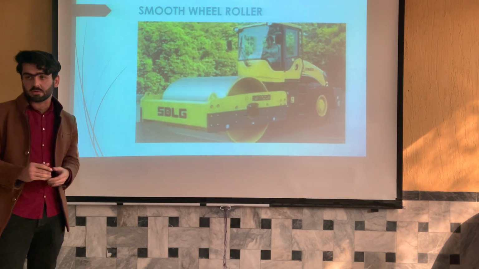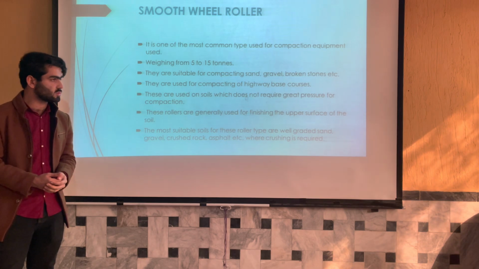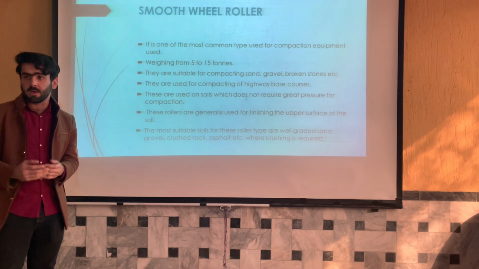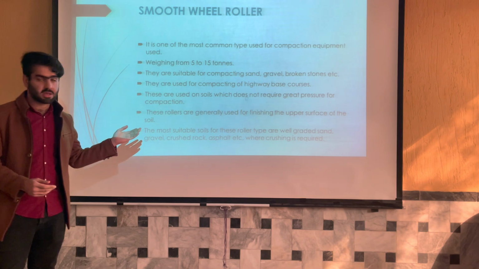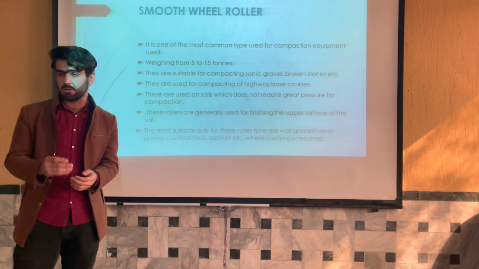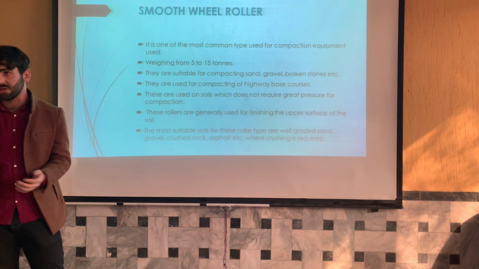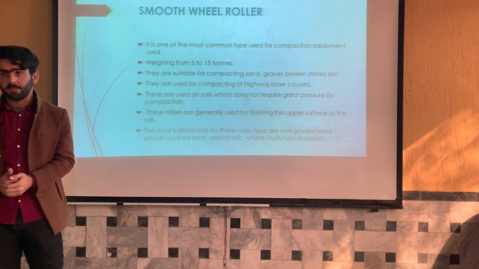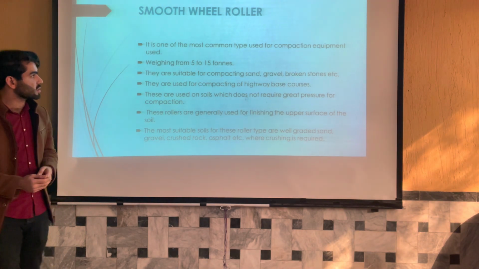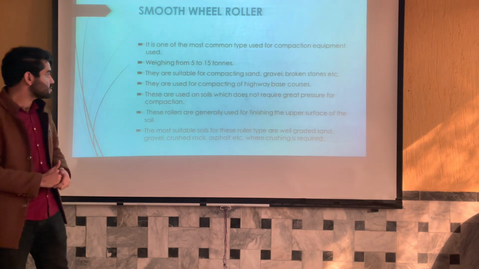Smooth wheel roller. It's one of the most usually used apparatus. Maybe we all have seen it in our daily life. It is used in road construction and building construction to compact the soil. It is one of the most common types of compaction equipment used.